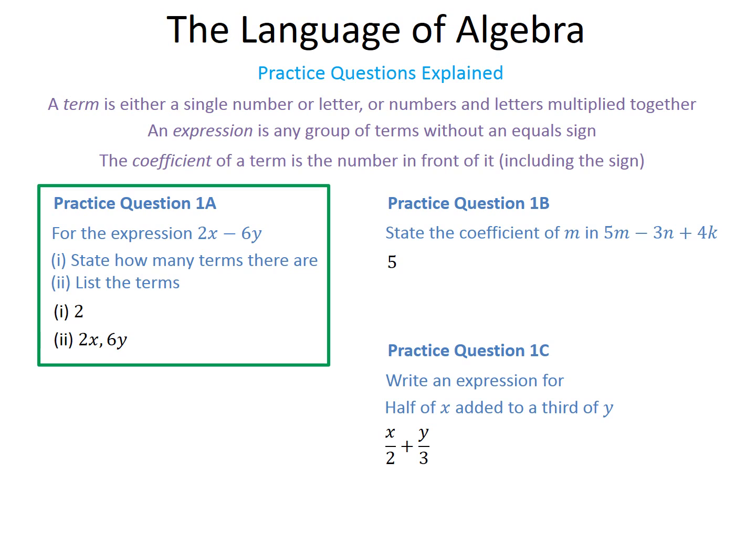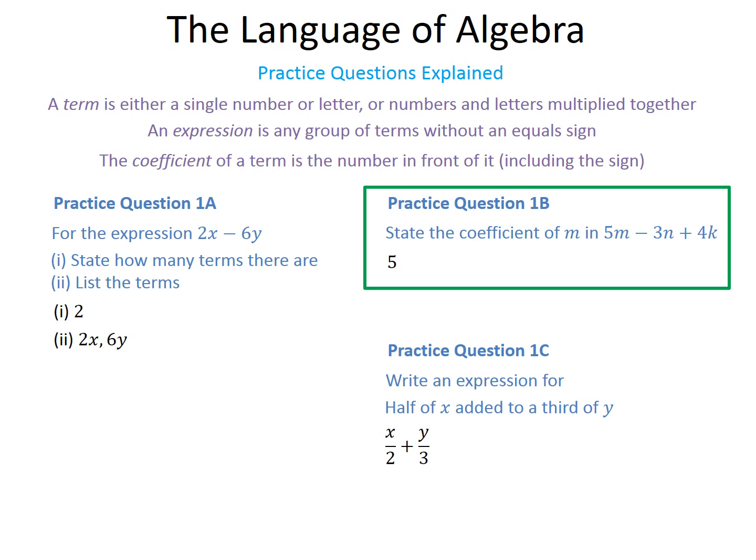For the first one, I had to state how many terms there are in this expression. And there's 2. There's the 2x and there's the 6y. They're just separated by the minus sign. And when I'm listing those terms, I can just list them as 2x and 6y. I don't need to write down -6y. It's not asking for the coefficient, it's just asking for the term. And so there's my answers for those.